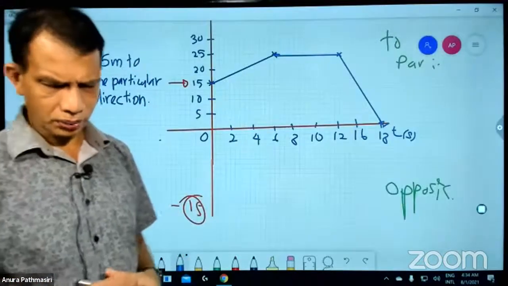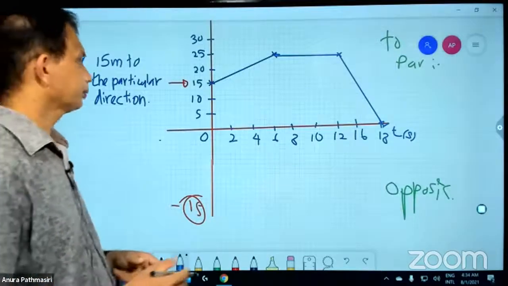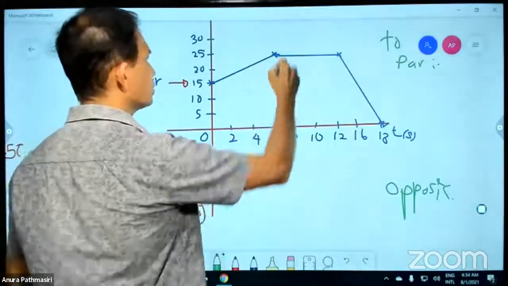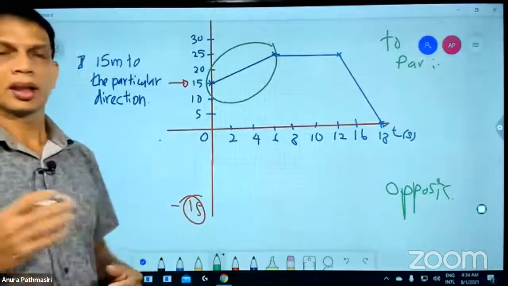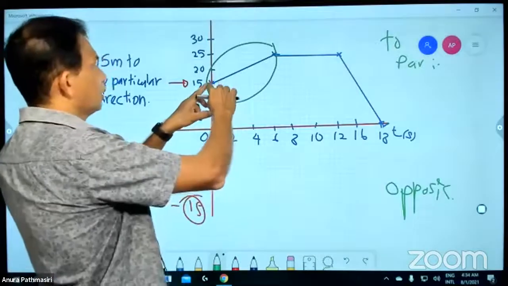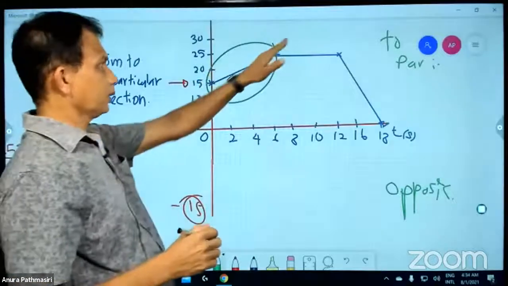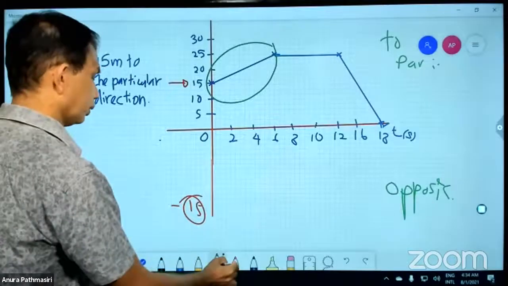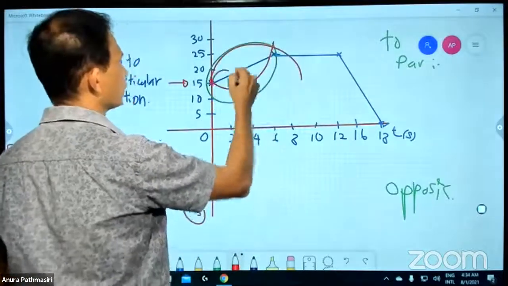My second question is, what is the nature of the motion between 0 second to 6 second? This is asking about the displacement. Nature of the motion. So you can see that the displacement is gradually increased, right? You can have something like this, or something like this, or something like this.